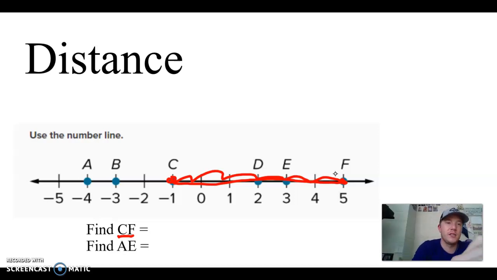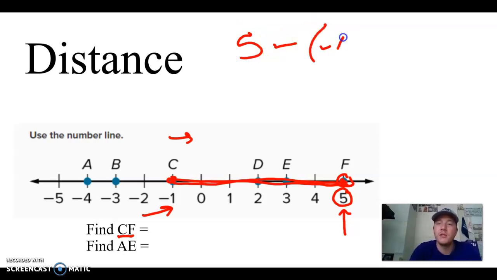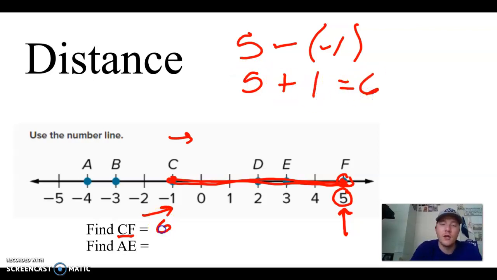Using the number line to count spaces, the distance between C and F is 6. Now, how do we get that? If you don't count, we can look at it this way. If we always assume we're going from left to right, okay, if I take my new point of F, I started at C, I walked over to F, how far did I go? 5 was my new spot with F, and I came from C. So if you take your new and subtract your old, you're going to get the distance. So minus a negative is adding. So 5 plus 1 is going to give you 6. So you should end up there with a distance of 6 for CF.